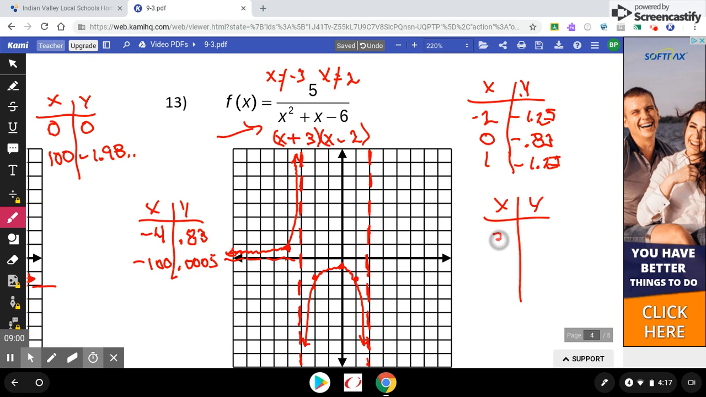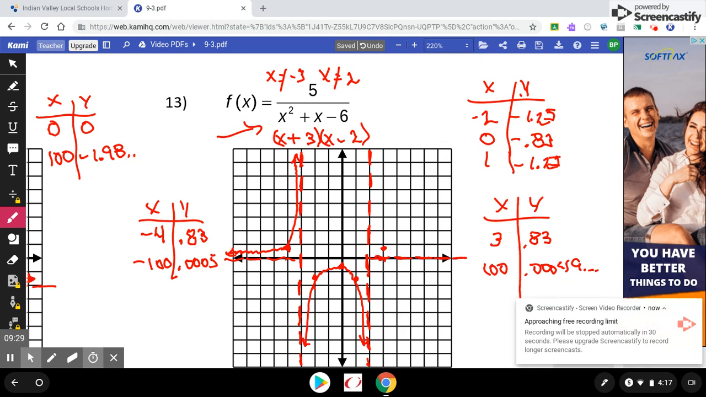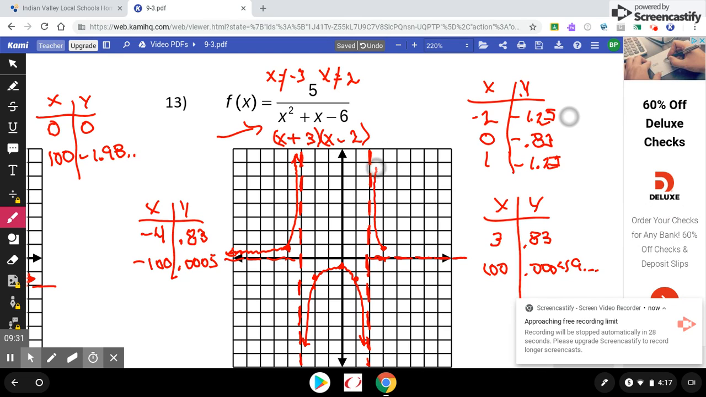The right side of the graph, I could plug in 3 because it's past the dashed line. I might plug in 100 just to check and see where it's going. This one ends up being 0.83. This one ends up being 0.00049. More decimals, but the point is it's really close to 0. Graph that one. 3, 0.83 is right about there. And I know this gets really, really close to 0, but does not go past it. So again, connect it, getting close to the dashed line, but not through it. It bends toward the dashed line and not through it.